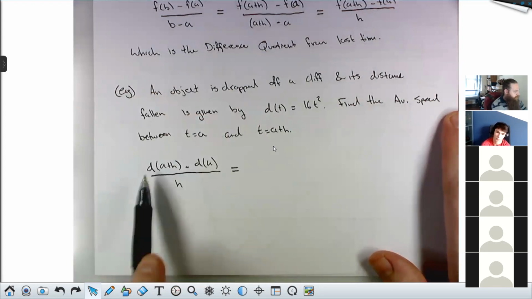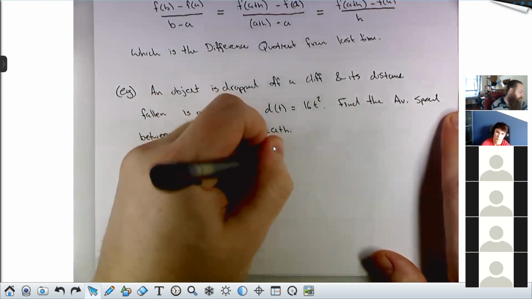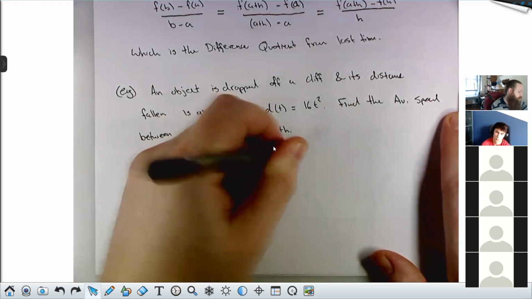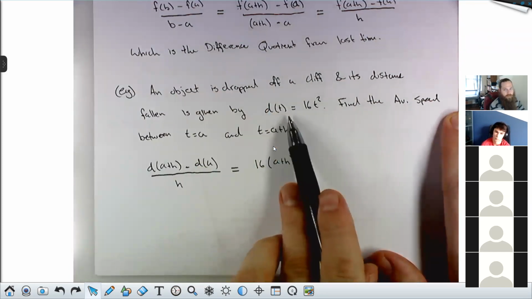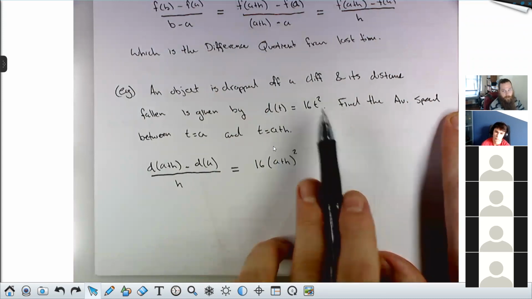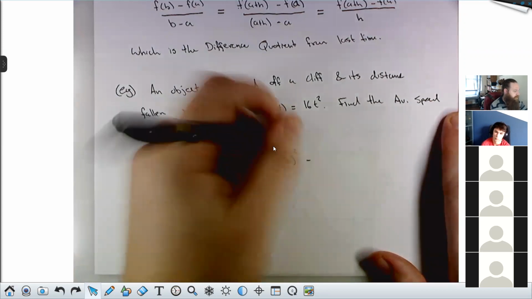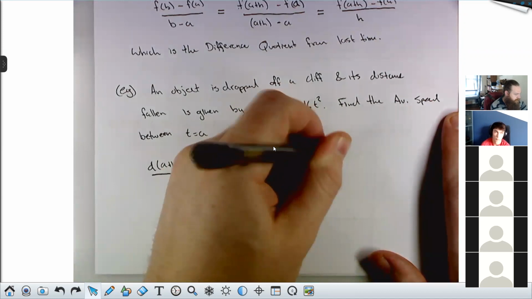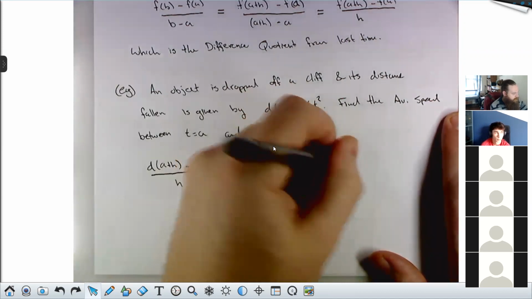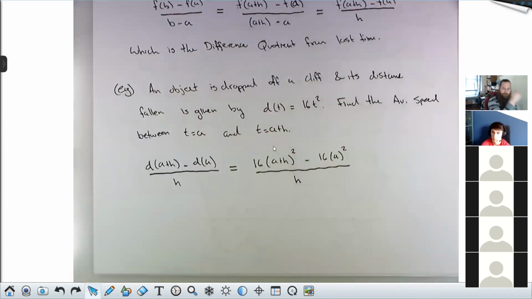d of a plus h is 16 times parentheses a plus h squared. I'm plugging into this function. Instead of a t, I have a plus h. You always need to do that in parentheses. I subtract from that d of a. d of a is 16 times a squared. And I divide all of this by h.